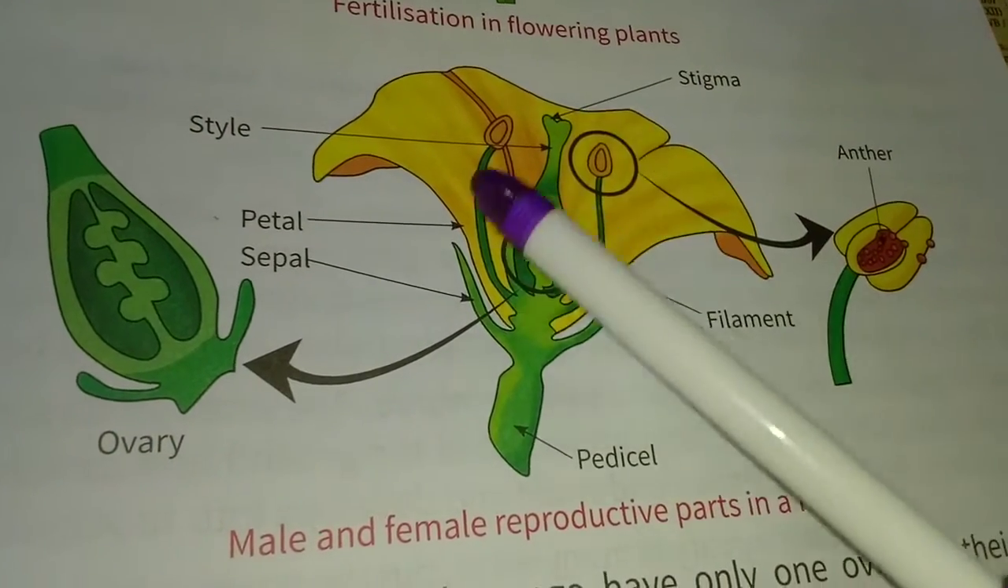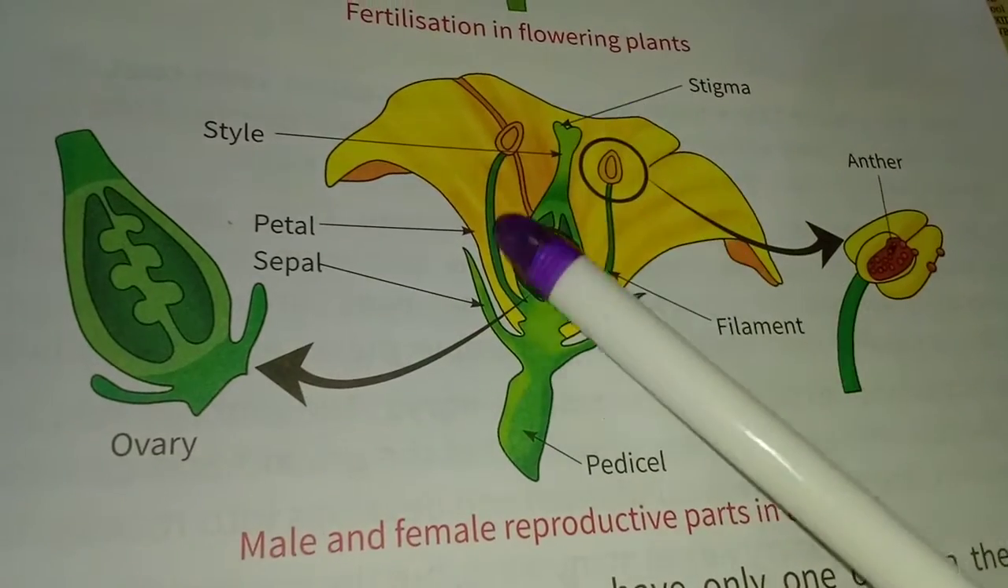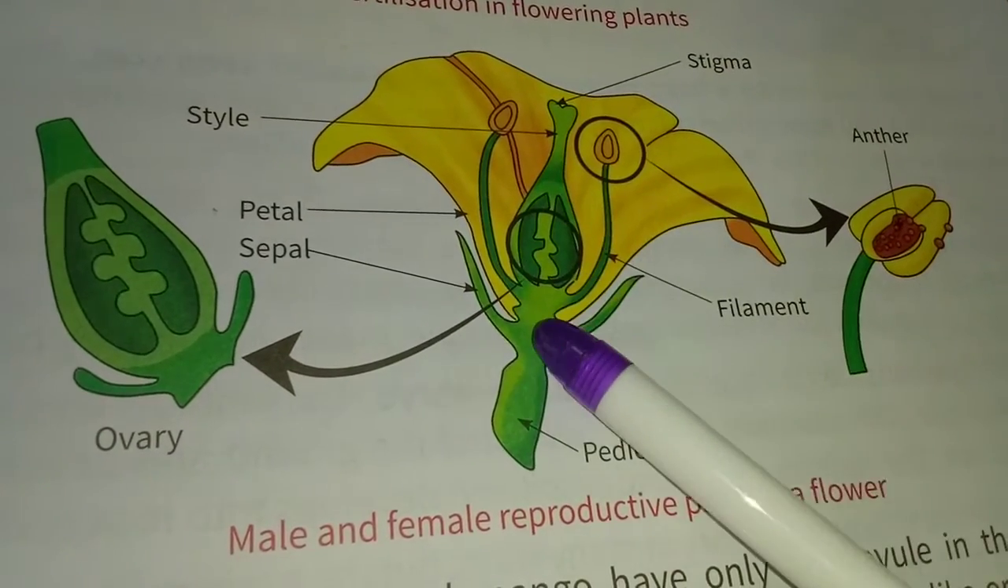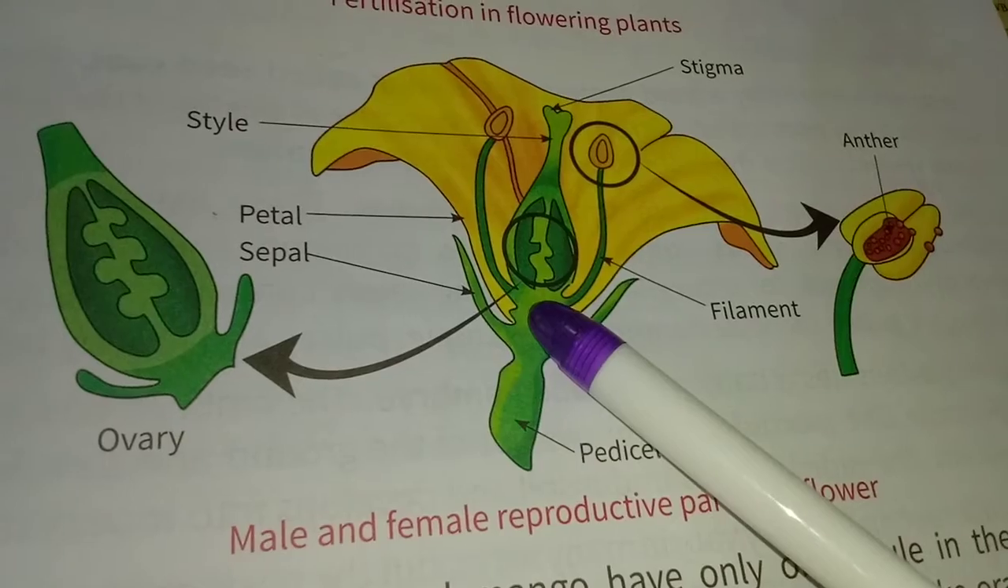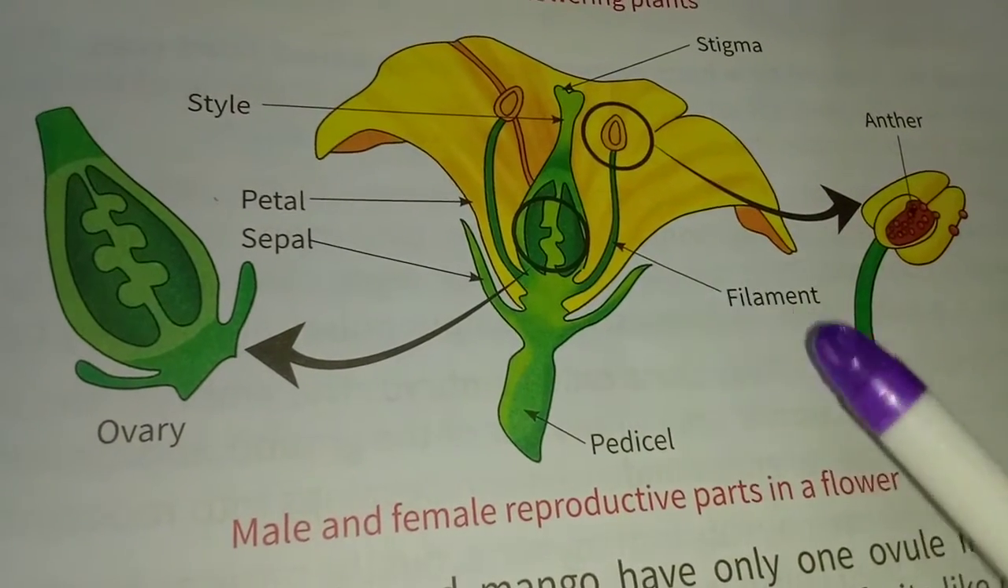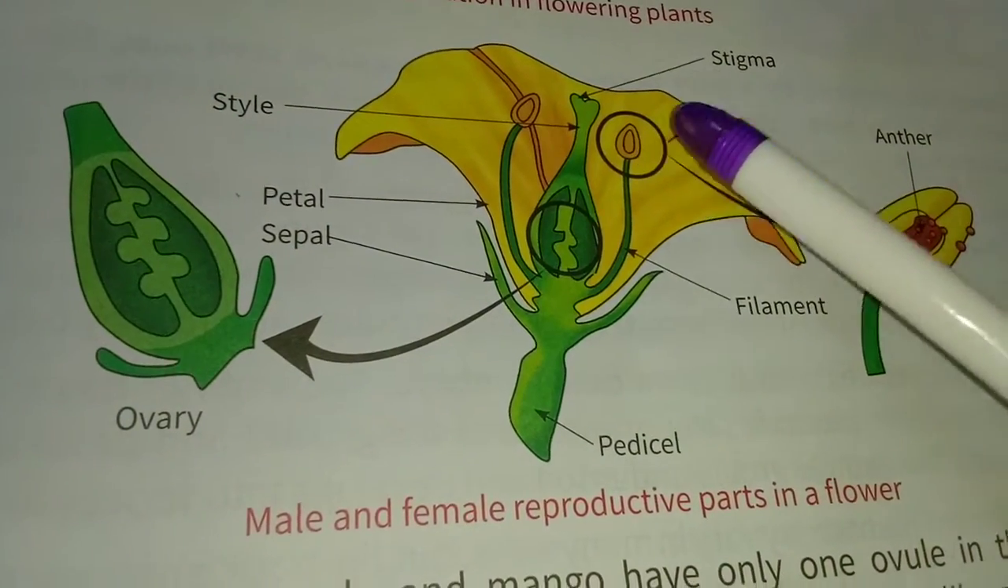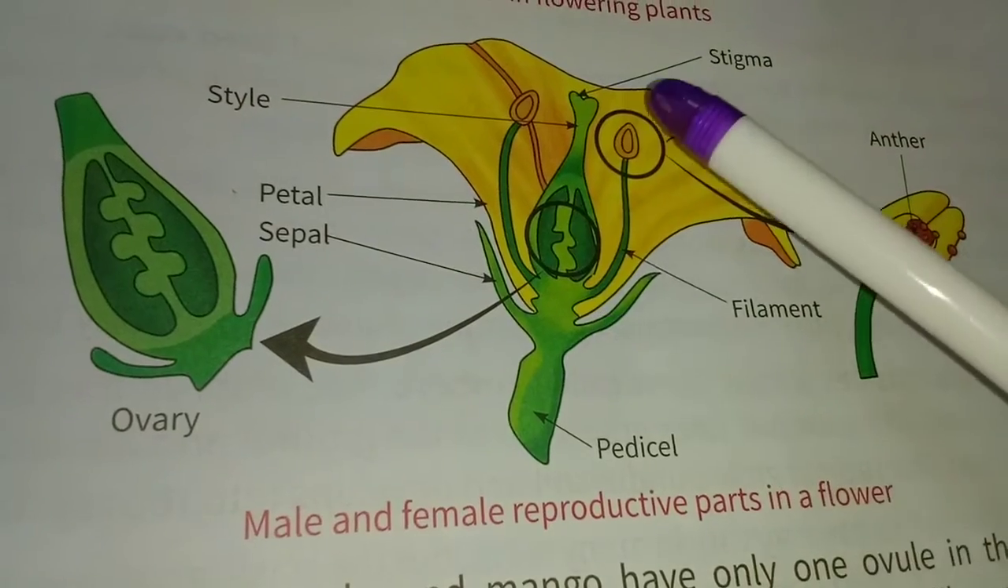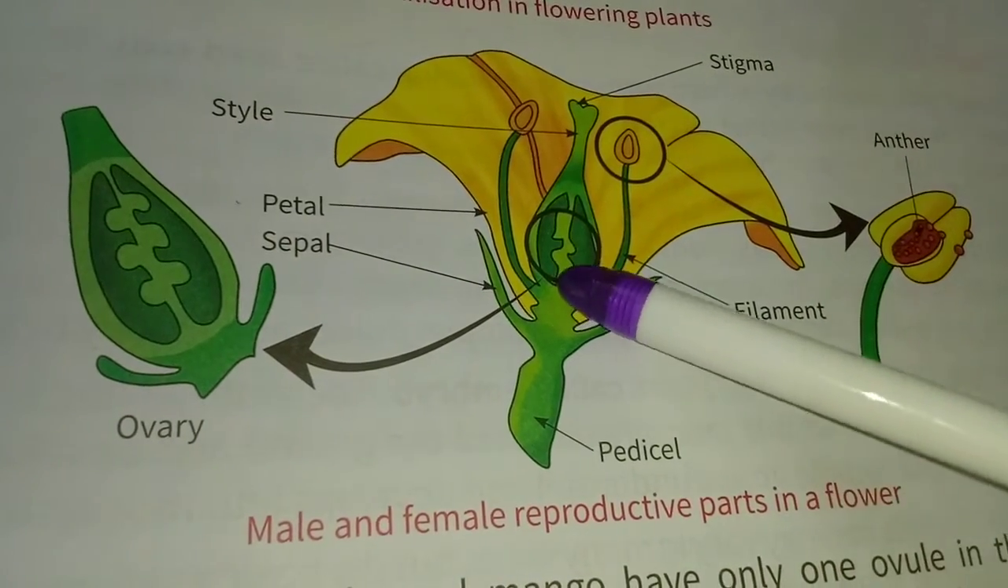Female reproductive unit of flower. Stigma, style, ovary, which is called what? Pistil. And stamen. It includes the anther and filament. Okay.